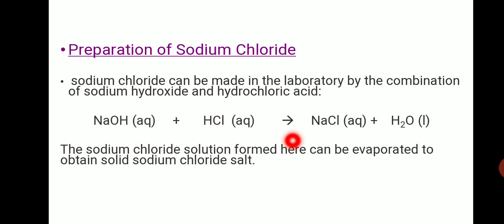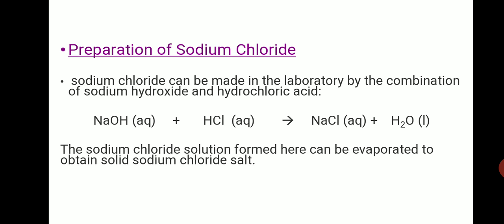Sodium chloride and water. The sodium chloride solution formed here can be evaporated to obtain solid sodium chloride. What we get here is the solution of sodium chloride because water is present, so it is an aqueous solution. If you want to get the solid sodium chloride, we have to evaporate. How are we evaporating? Take it in a china dish or in a watch glass and evaporate it. Just heat it. What is left in the watch glass is the crystals of sodium chloride. This is the common method we follow in the laboratory.